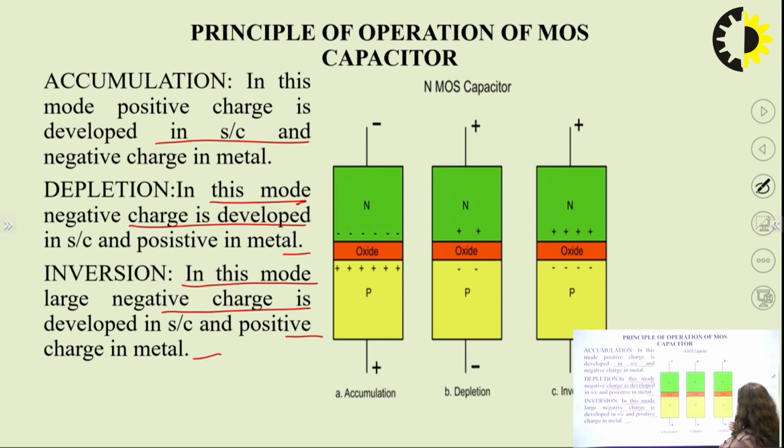And in the third one, we have the inverse process, that is, more negative charge in the P-type substrate and more positive charge in the N-type metal. Then we have the inversion process. So these three processes will show how to use these metal oxide capacitors in a particular application. So this is the NMOS capacitor. You can also draw it for the PMOS capacitor. For the PMOS capacitor, the substrate is of N type and the metal is of P type.